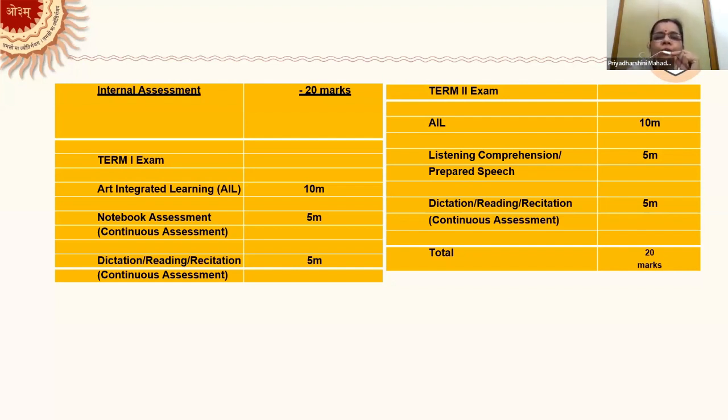When it comes to term 2, in the same way, art integrated activity for 10 marks. Here you can have listening or prepared speech for class 1 level. Because we had notebook assessment, that can also be a part of continuous assessment. Or you can make art integrated for 5 marks and notebook assessment for 5 marks also. We can discuss with the parallel teachers and you can come to a conclusion, and see what we are also doing. You can attend the meeting. So listening comprehension and prepared speech you can include there. And then you can include dictation, reading or recitation for 5 marks. So this is for class 1 level.